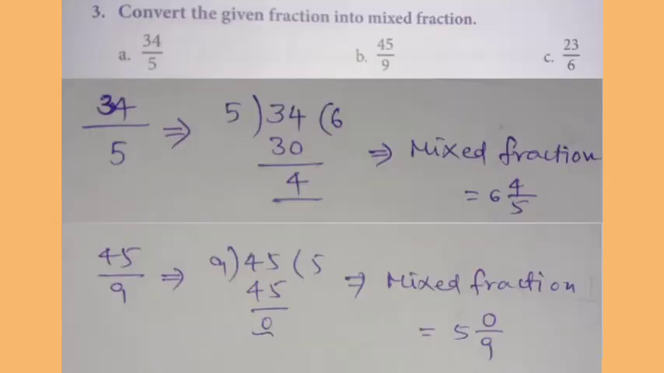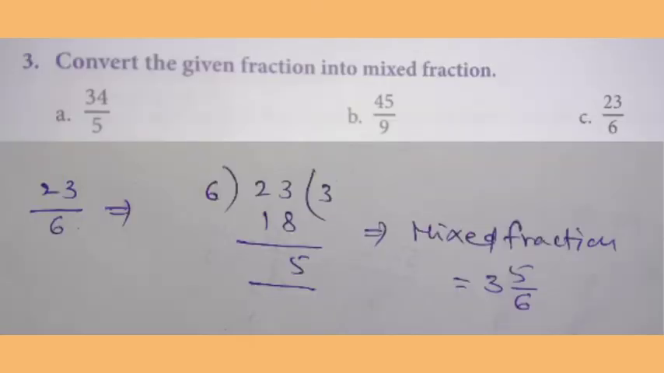Question number 3. Convert the given fraction into mixed fraction. Bit A, 34 by 5. Here 5 goes into 34 6 times. 5 6s are 30. Now subtract 34 minus 30, we get 4 as remainder. Therefore mixed fraction is 6 4 by 5. Bit B, 45 by 9. Here 9 goes into 45 5 times, that is 45 minus 45, we get 0 as remainder. Mixed fraction is 5 0 by 9, that is 5.